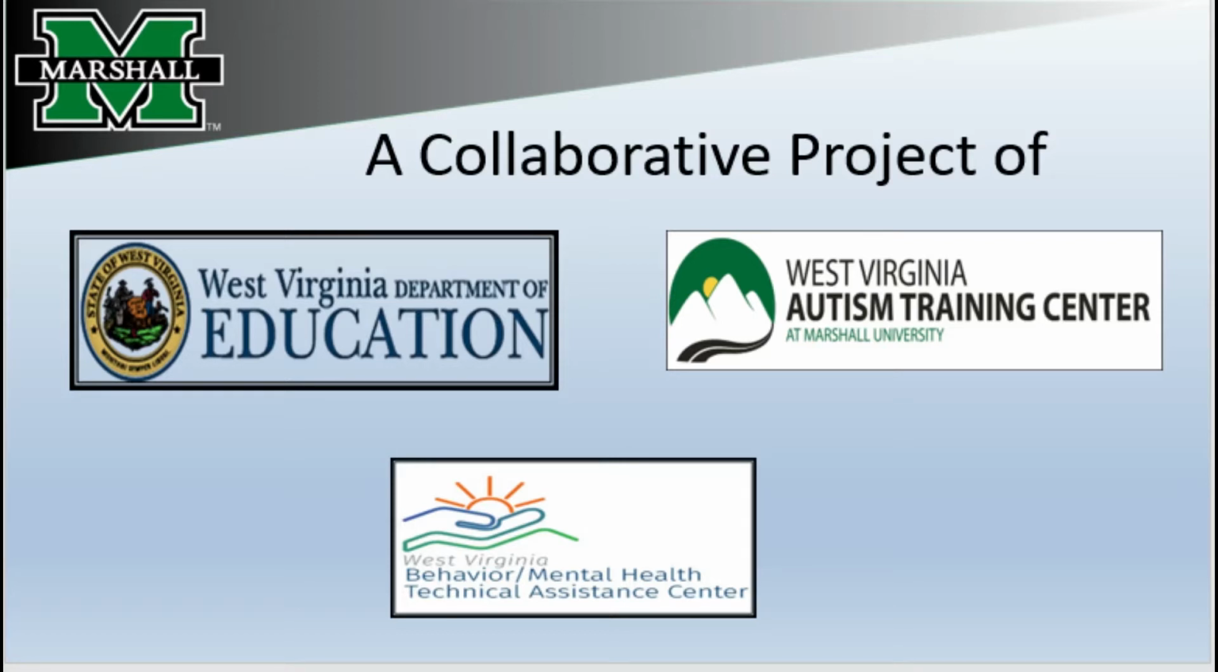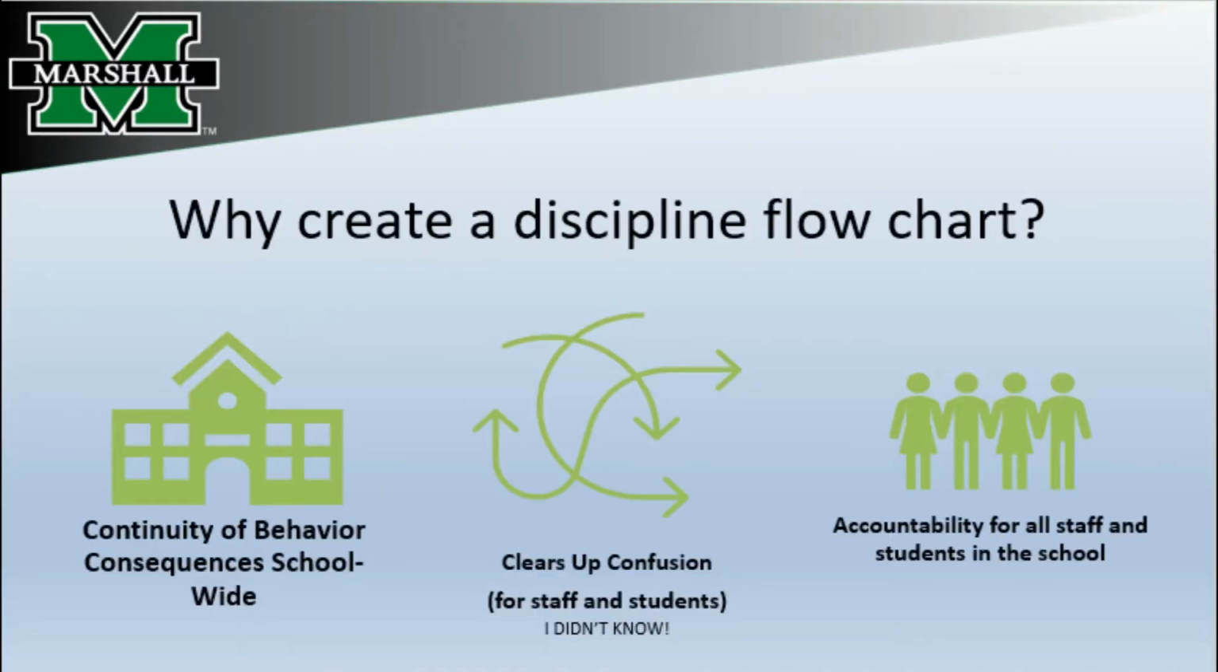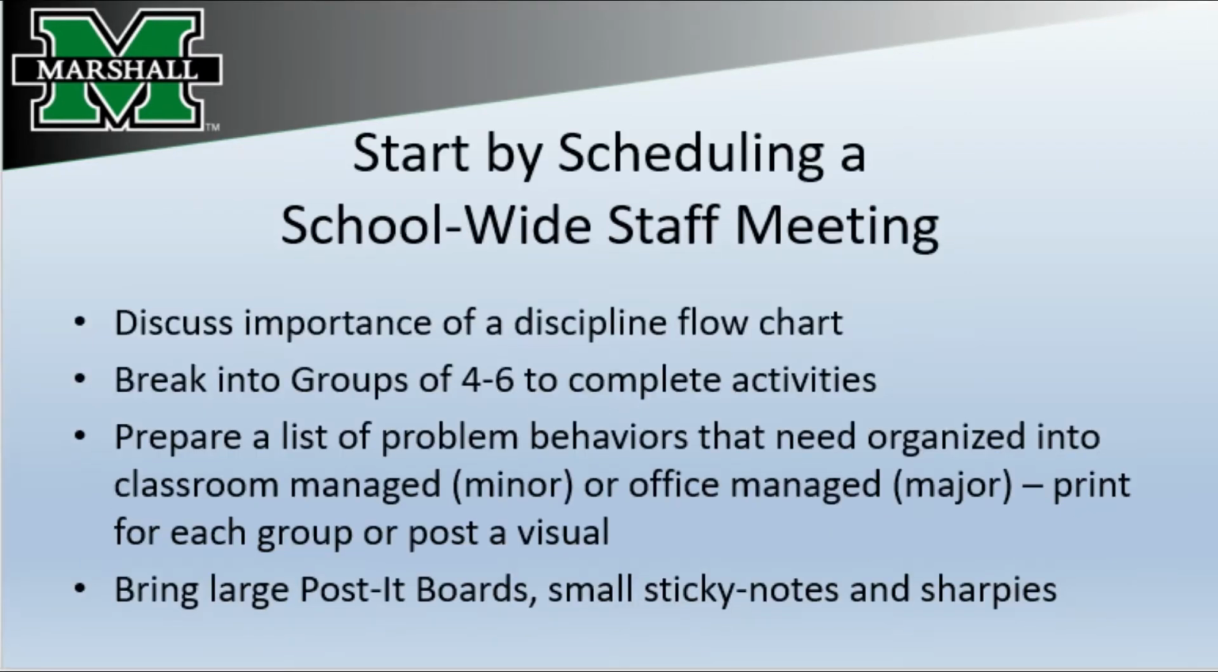We were created by a collaborative project between the West Virginia Department of Education and the West Virginia Autism Training Center at Marshall University. A discipline flowchart is important because it creates continuity of consequences for challenging behavior school-wide. It provides a clear outline for everyone of what will take place when negative behaviors occur. It will also be an accountability tool for staff and students in the school to maintain high behavior expectations and defines the responsibility placed on each individual when negative behavior happens.